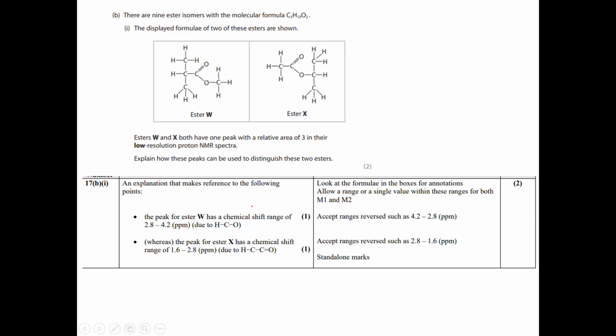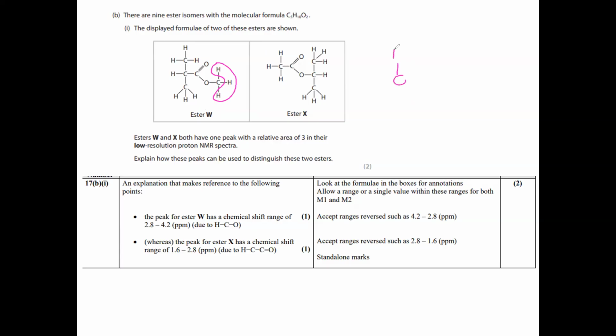Okay, we have to understand that part. Both have one peak with a relative area of 3. So I think this is the one peak they are talking about. In the proton NMR spectrum, W and X both have one peak with a relative area of 3 in their low resolution proton NMR. A singlet means that in the adjacent carbon there cannot be any hydrogen atom. This is one thing you have to understand.